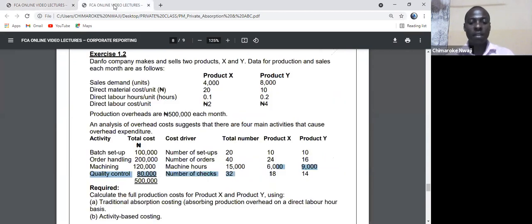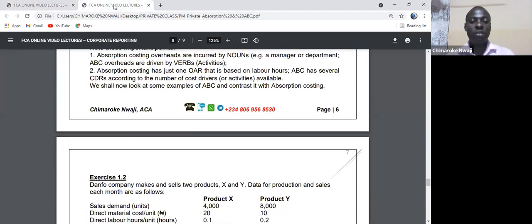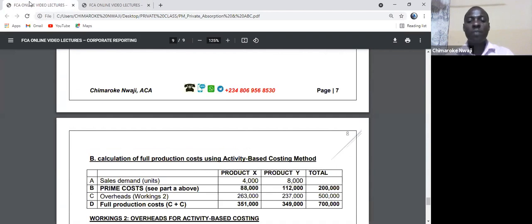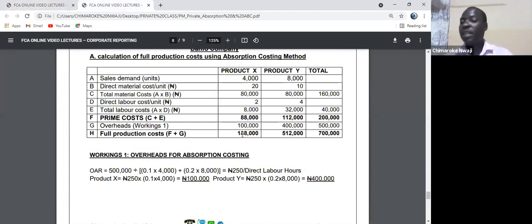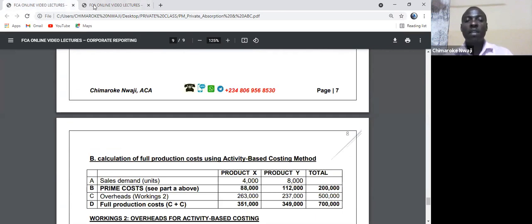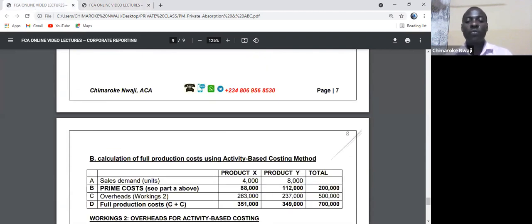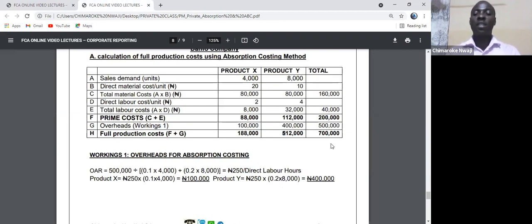Let's compare. Okay, sorry, let me get you the absorption costing answer. Good. Now look at product X. In ABC, you are telling me it is 351,000, but in absorption costing, it's 188. Then in absorption costing, product Y is 512, and here it is 349. So you see the way the cost is being attributed to the product varies for each method. But one thing is clear: the total cost in absorption costing is 700, and that of ABC is still 700.